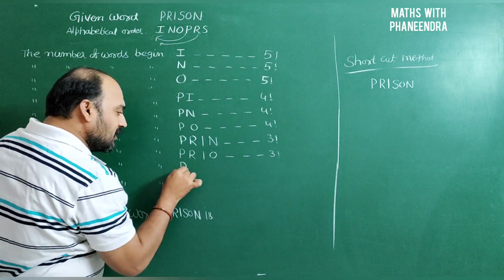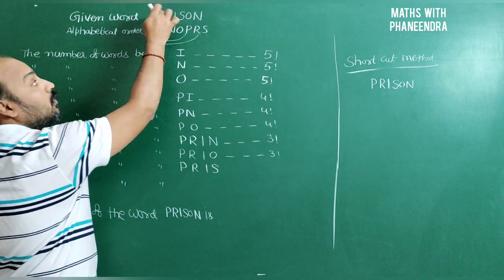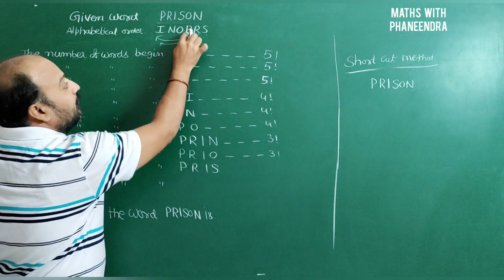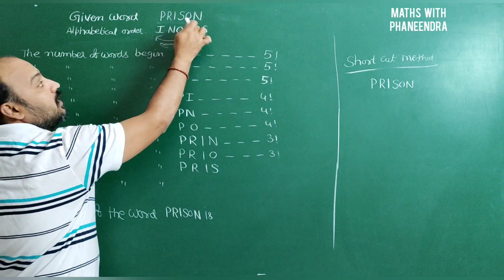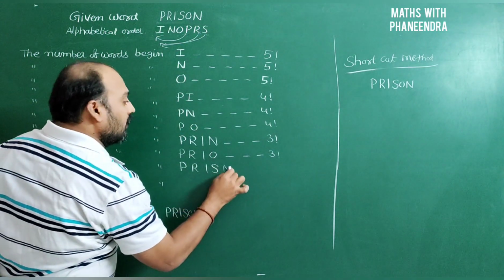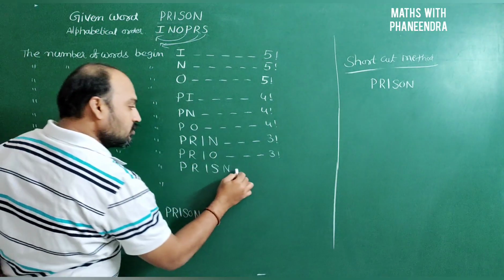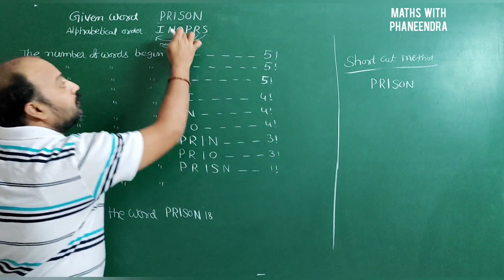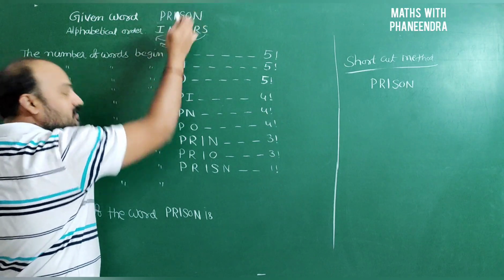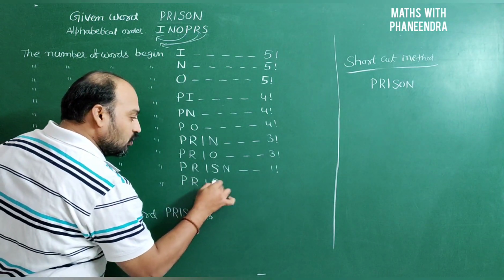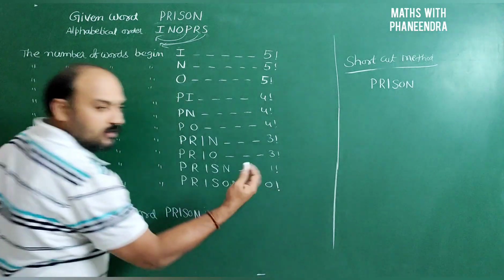PRIS. PRIS is there already in the given word. Next, till you have to write PRISO. PRIS is there, no? So again, we can move forward. PRISN. So it can be done in 1 factorial. Next, PRIS is over, no? PRISO is there. So PRISO is already there in this. The next word is prison only, no? So it can be done in 0 factorial. No other words will come.